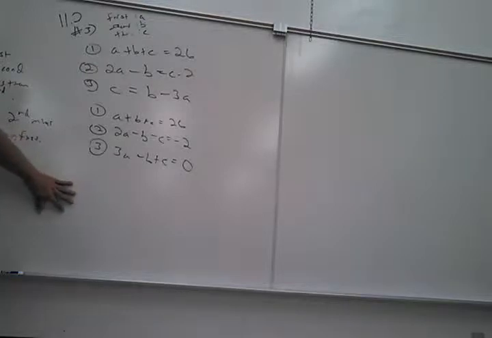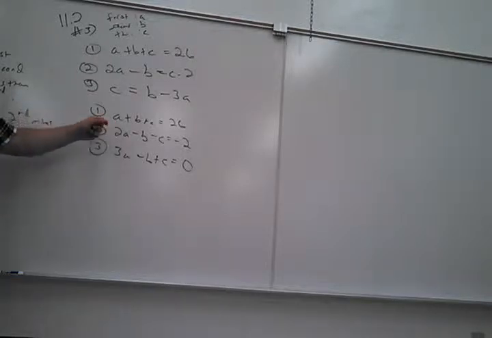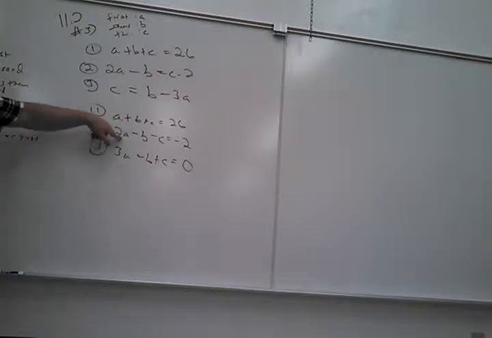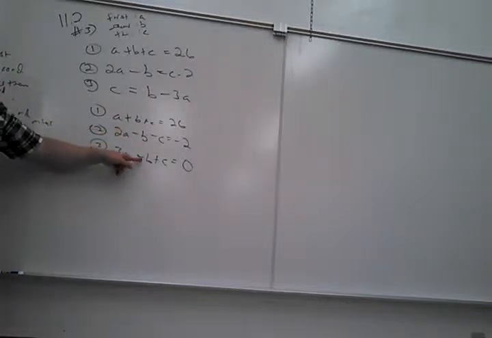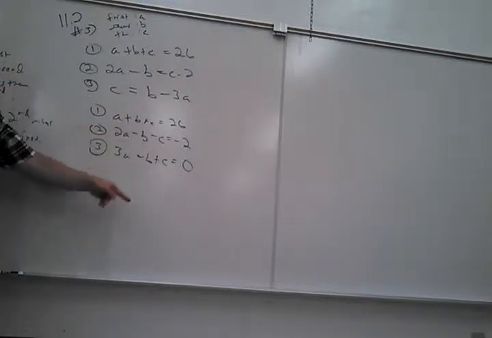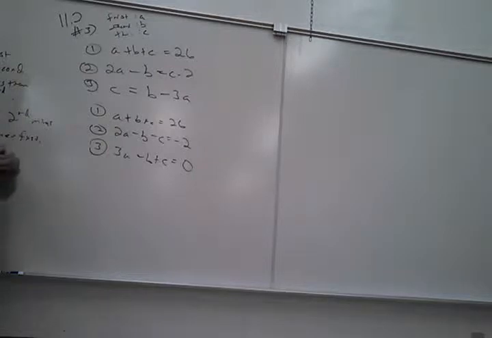Which variable do you want to kill? Yeah, you could kill... Now the A is probably the one I would not kill, because A would require me to multiply by -2 and -3, and then I open myself up to making more mistakes. B is already set up, C is set up. So let's kill the B, just because I want to.